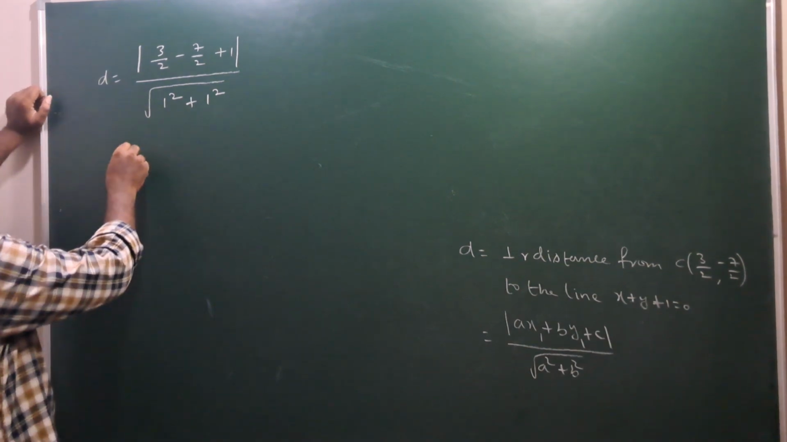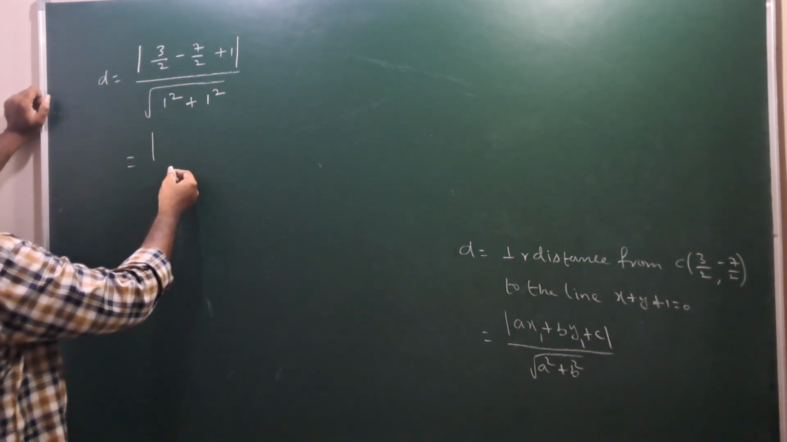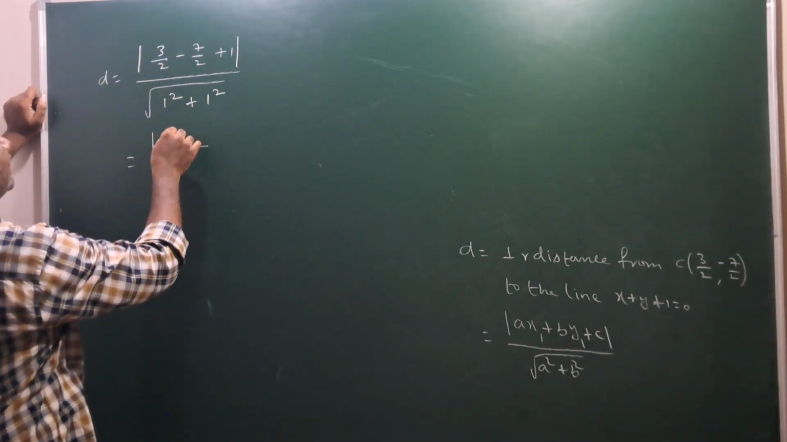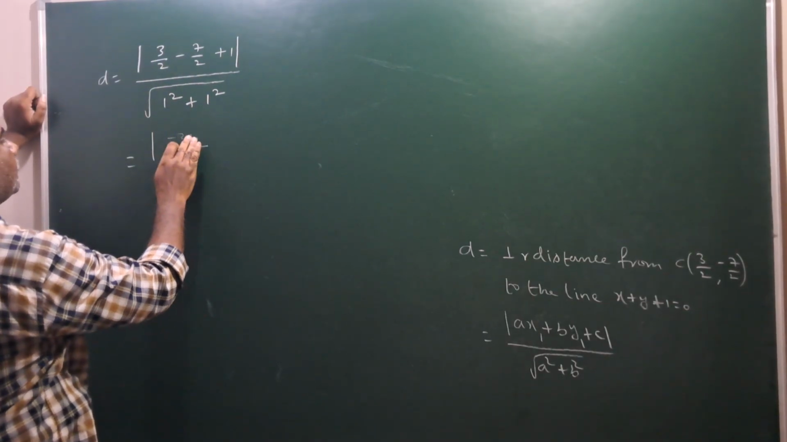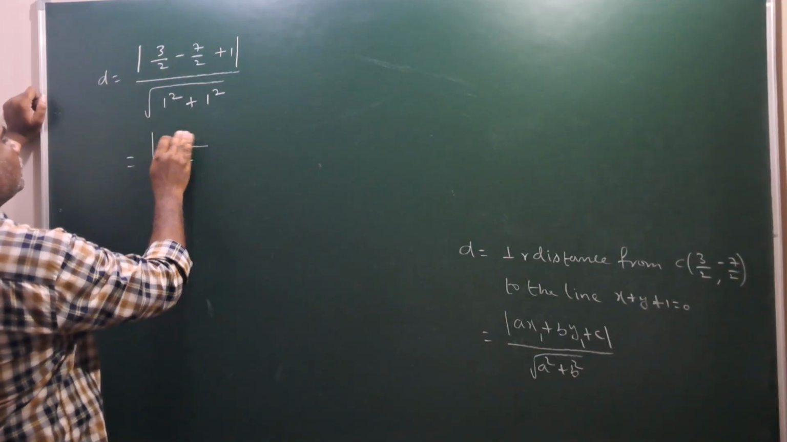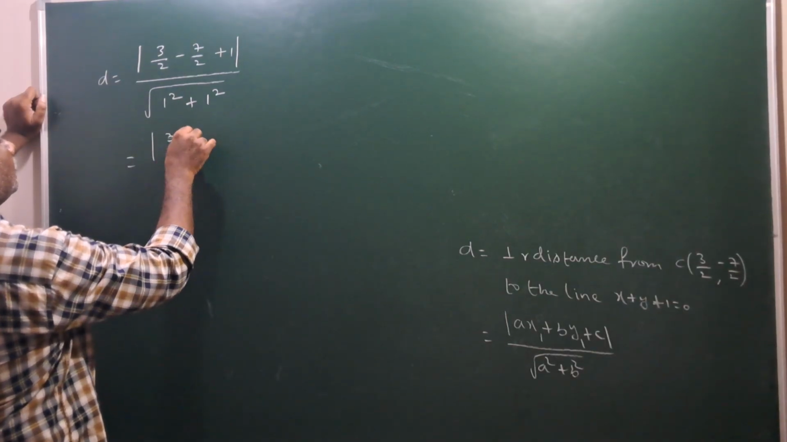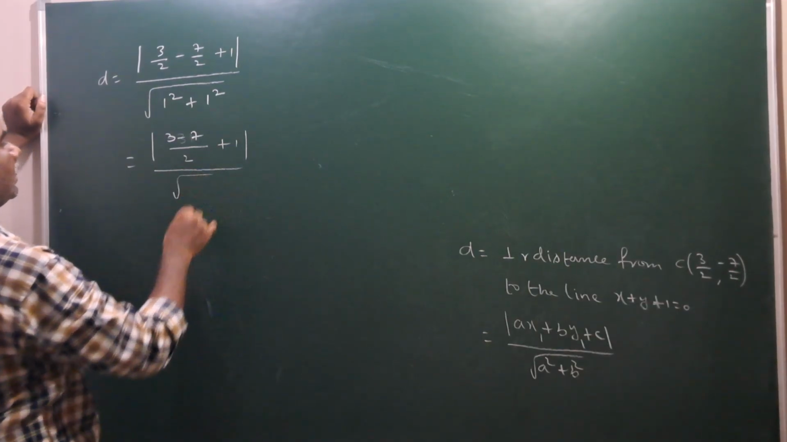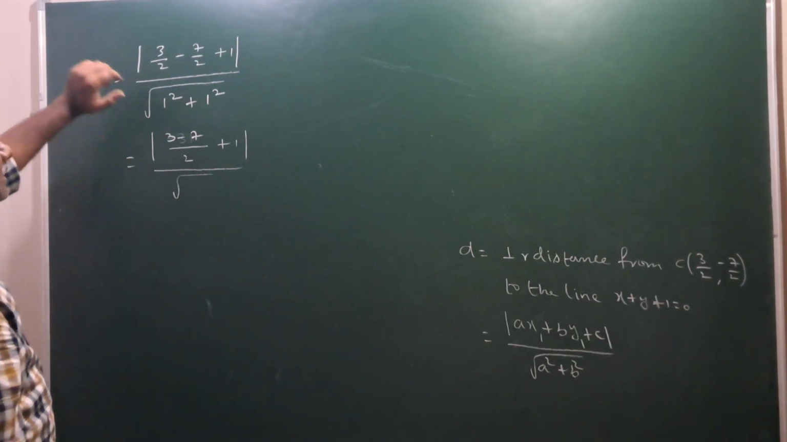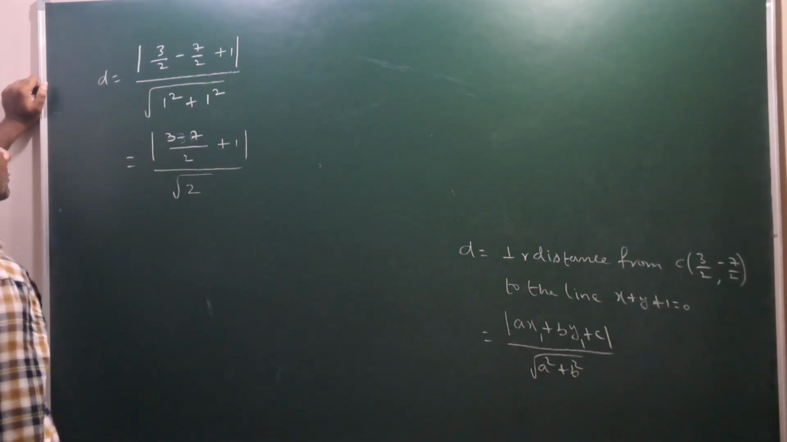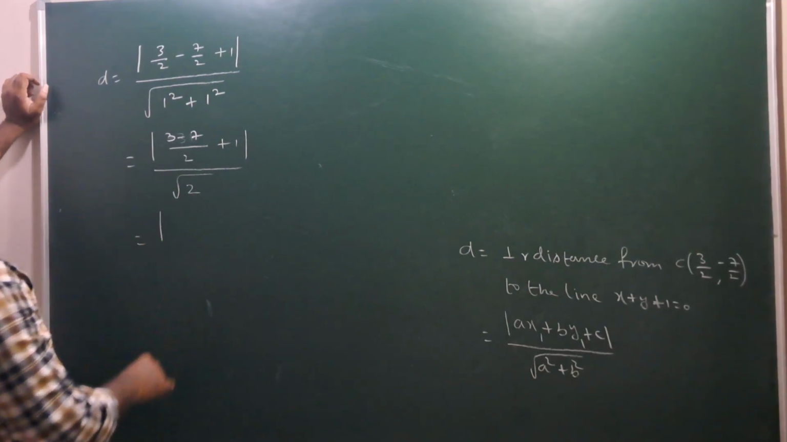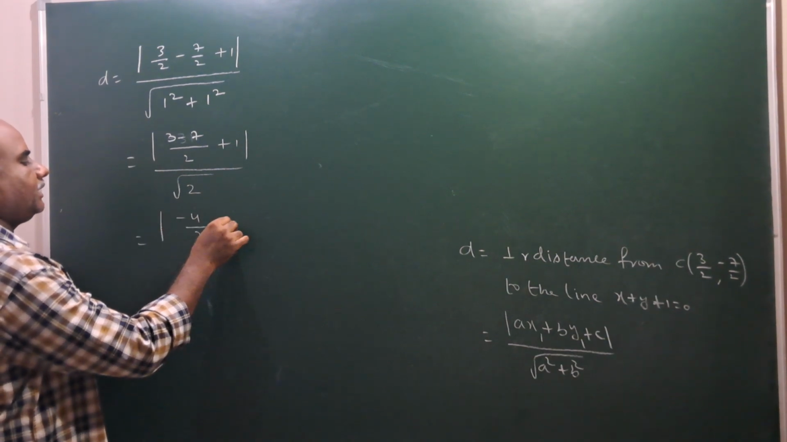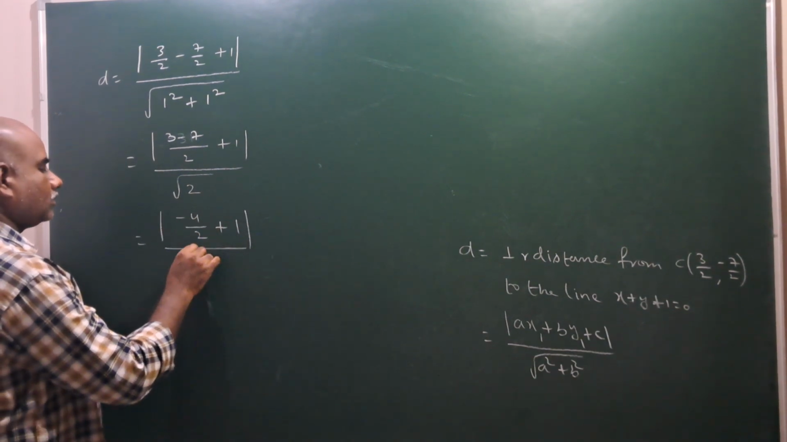So here 2 is the LCM. 3 minus 7 plus 1 by root of 1 square plus 1 square, that is 1 plus 1, 2. So finally the denominator is root 2. Modulus of 3 minus 7 means minus 4. Minus 4 by 2 plus 1, by root 2.